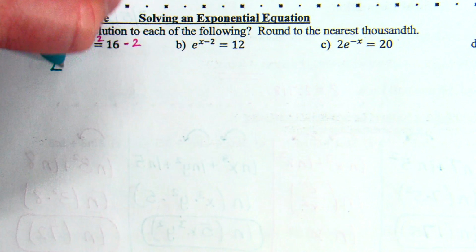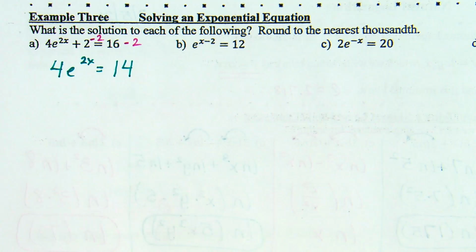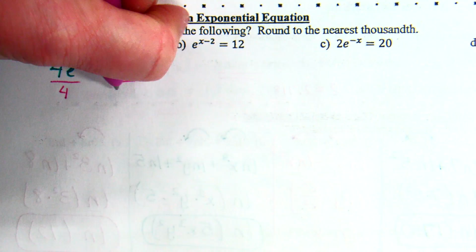Yeah, if it's 4e to the 2x plus 2, subtract 2. If I subtract 2 on the left, subtract 2 on the right, 4e to the 2x is going to be equal to 16 minus 2 is 14. What would be the next step you'd see? Okay, if I want e to the 2x by itself, so I don't want any coefficients left out there, we're going to divide by 4.